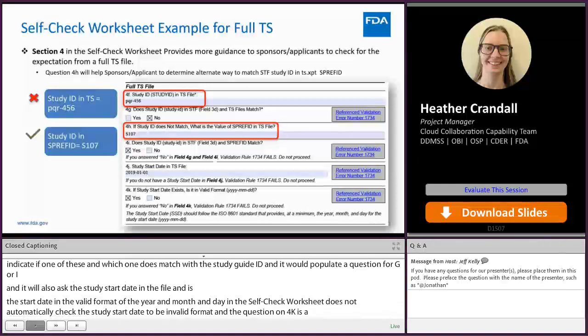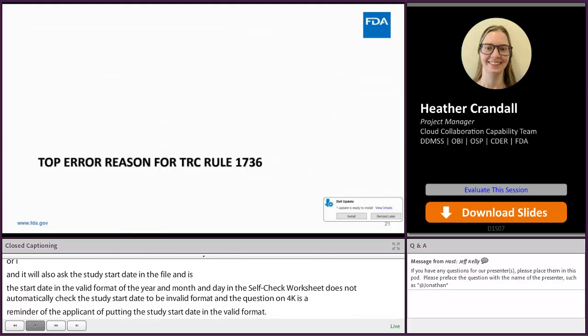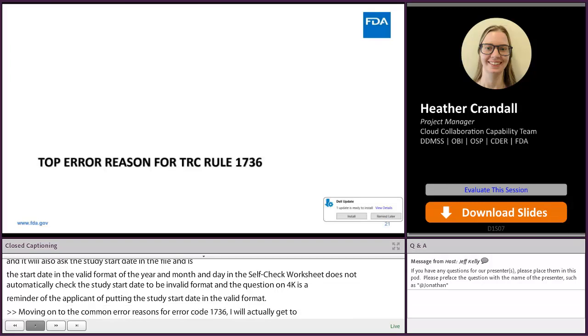Moving on to the common error reasons for error code 1736. And I'll actually get to 1735 after this. I am following the format of the self-check worksheet, where this is the order that the rules are asked about.